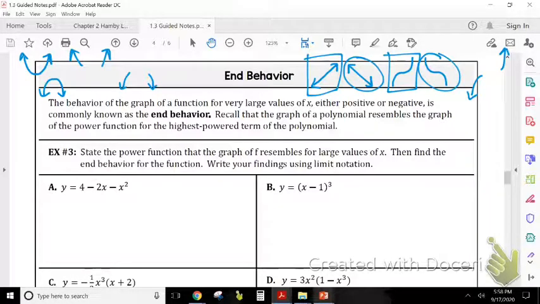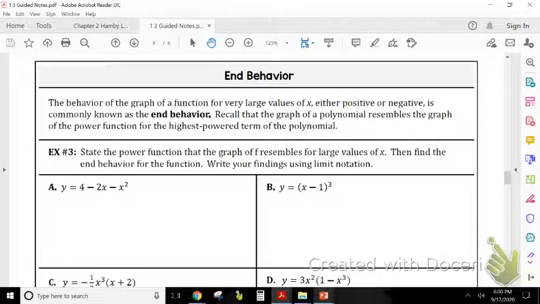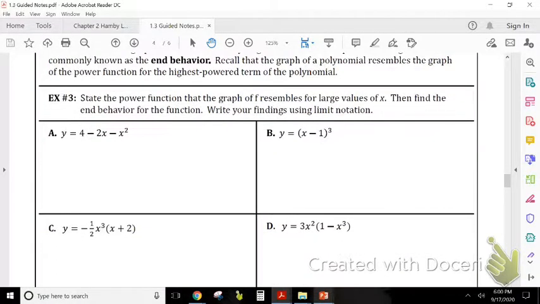So let's look at example 3. State the power function that the graph of f resembles for very large values of x. Then find the end behavior for the function. Write your findings using limit notation.